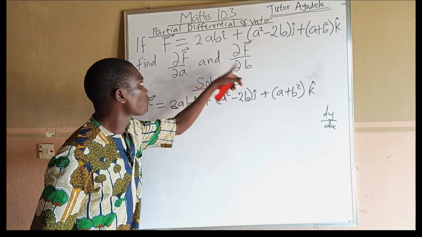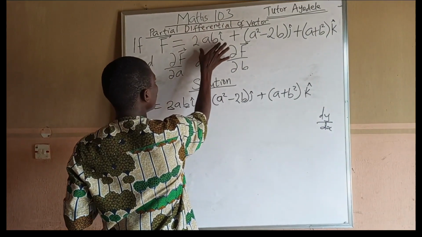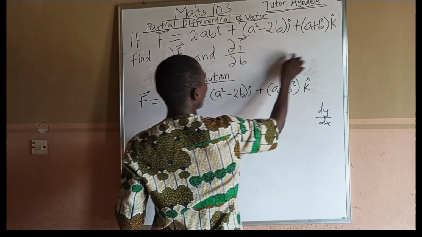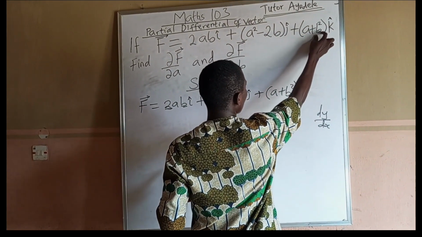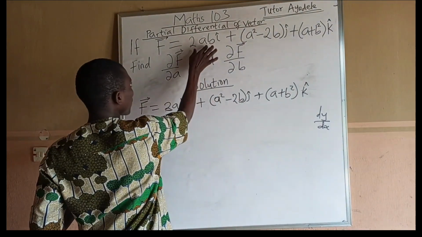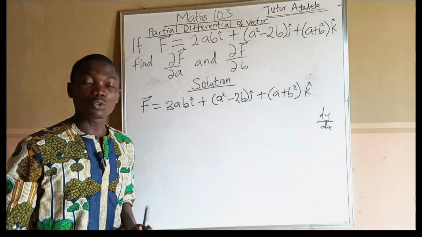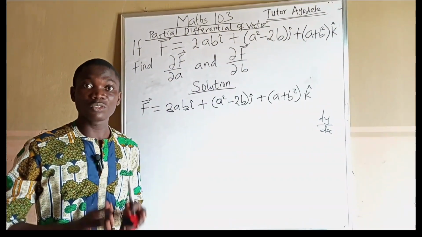The same thing applies to b. Where there is b, you differentiate it, but there's no b here, so this changes to 0. Here also it changes to 0. But here there's a b, so you differentiate it. Here there is also a and b, so you differentiate b and keep these two a's constant. So that is how partial differentiation occurs.